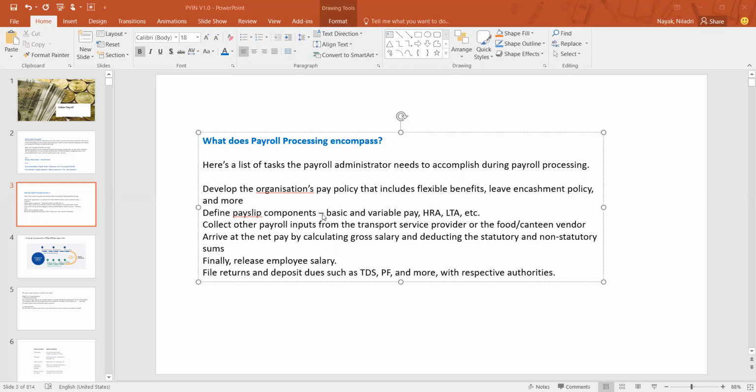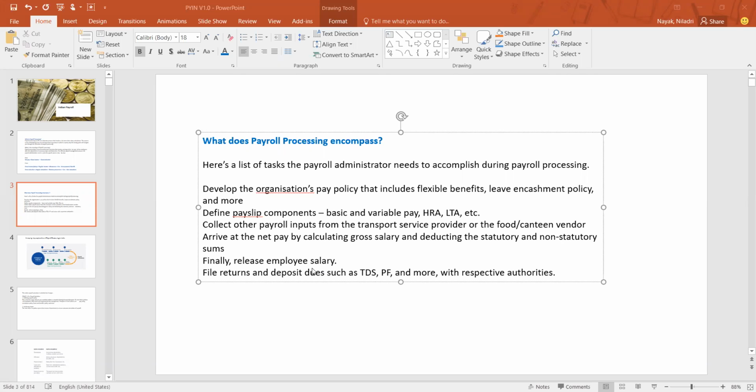The second one is defining pay slip components. In your typical pay slip, you'll have different components, like basic, HRA, LTA, whatever components you're using. At the end of the day, you'll be getting a pay slip at month end. What are the different components? That is also considered during your payroll process and implementations. And other than that, we have something called collecting other payroll inputs from other service providers. It can be any other vendor. So those are the different components you'll come across in a typical payroll process.